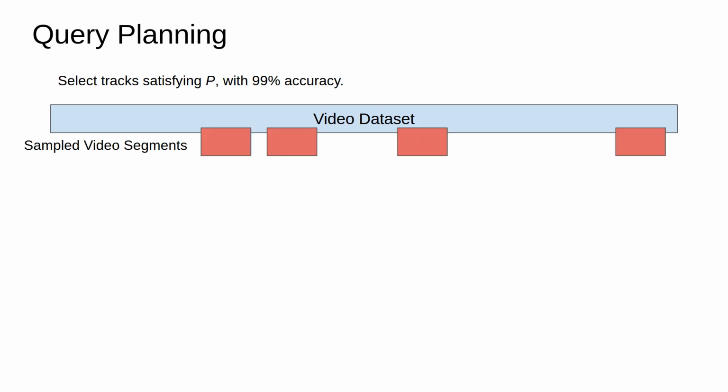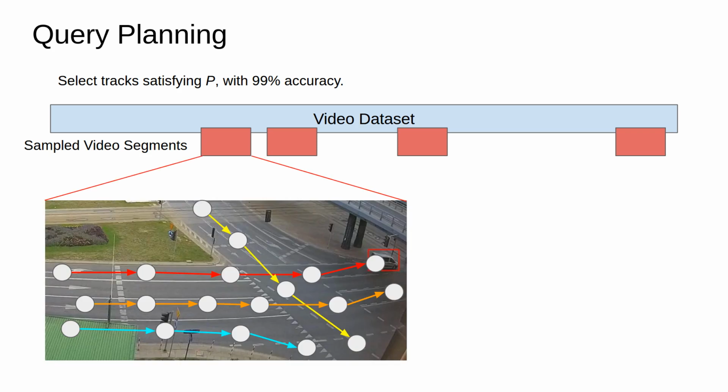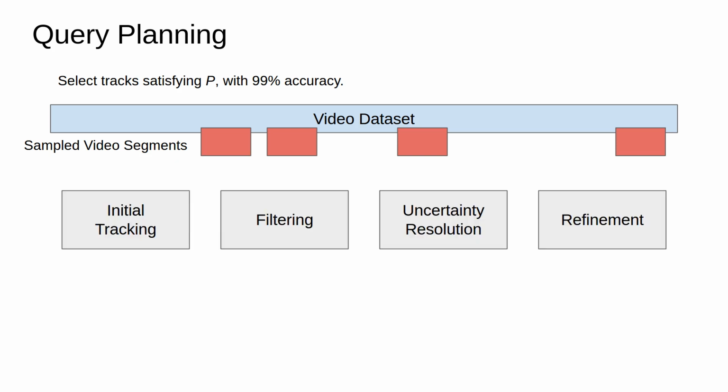So we first randomly sample a few segments of video, and in each segment, we apply the object detector and tracker at the full video frame rate to derive accurate object tracks. And we evaluate the predicate over these tracks so we know which ones should appear in the query outputs over those segments. The query planner uses this as validation data to tune tracker parameters. We independently set parameters for the filtering, uncertainty resolution, and refinement stages.